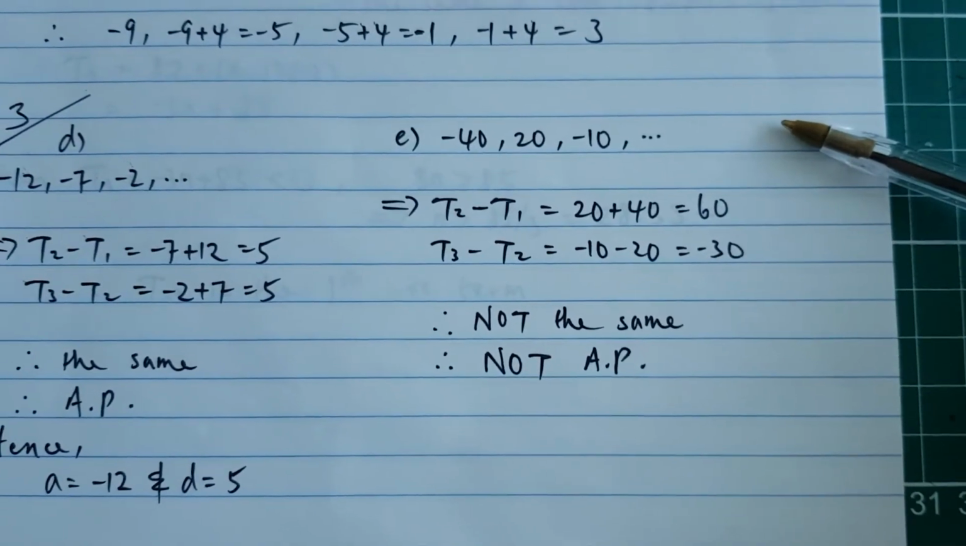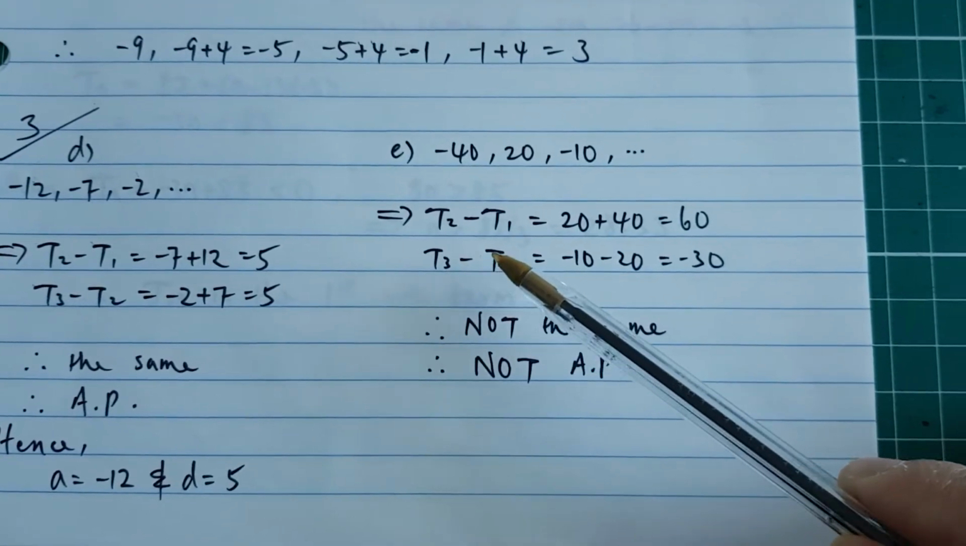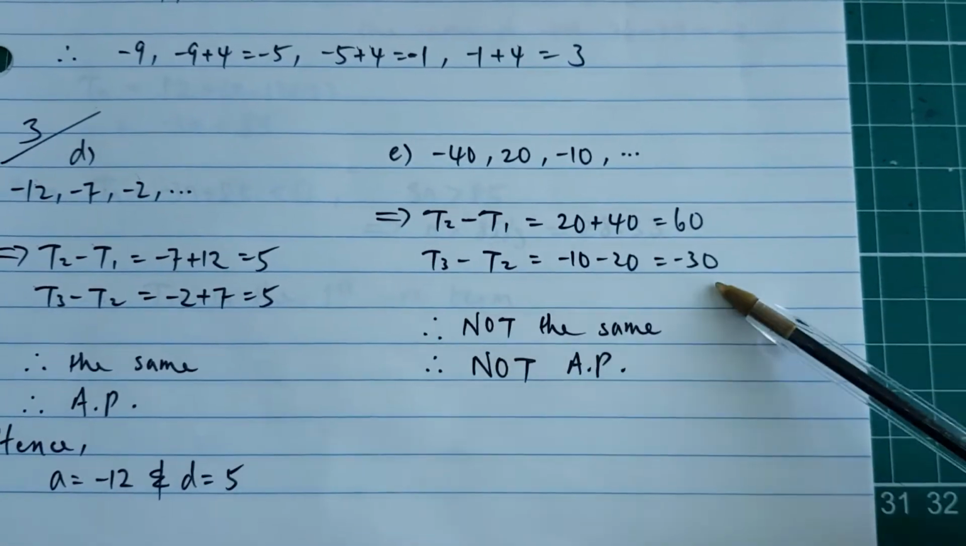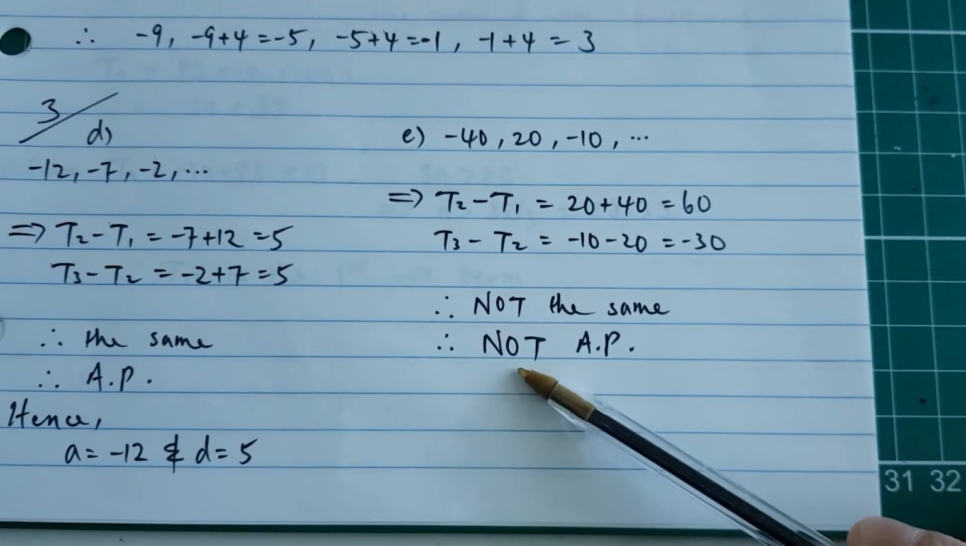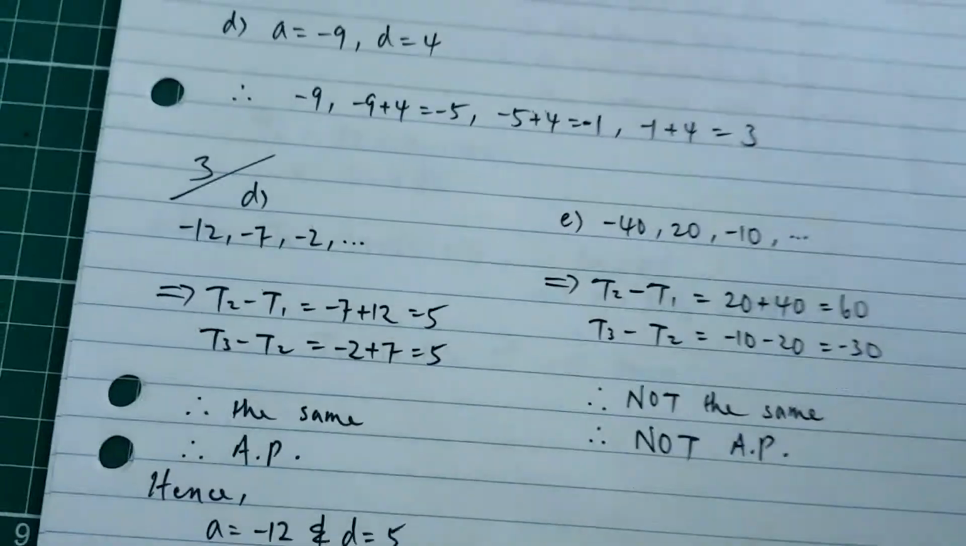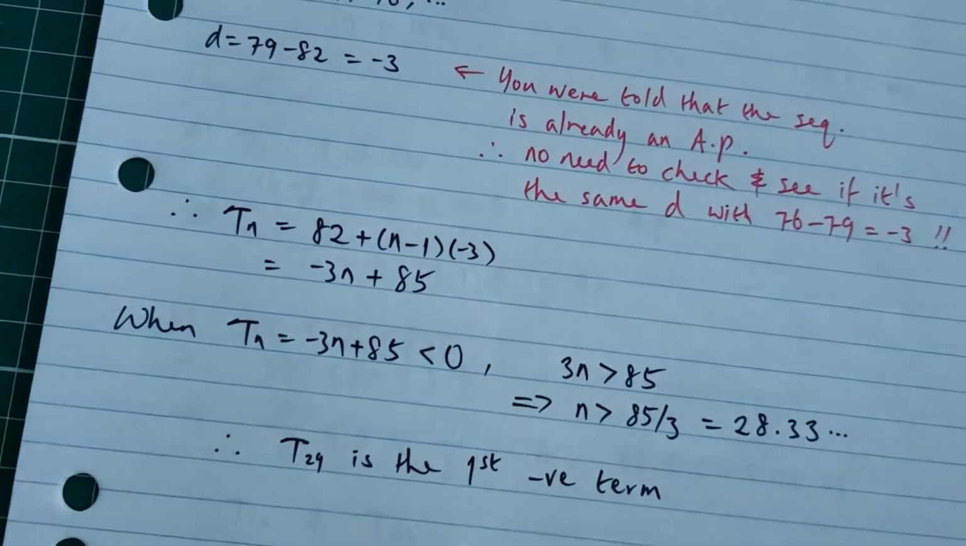So part E, the same. Here you've got these, and you have to work out the difference first between these two and those two. It turns out they're not the same. So hence you conclude that this is not an AP, therefore you forget the rest of it. Okay. All right. Next one.